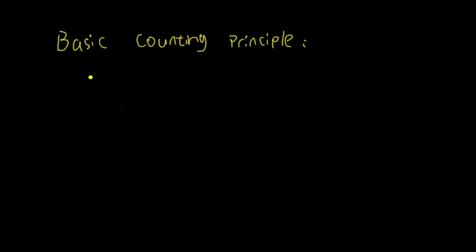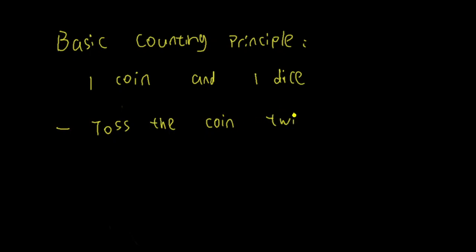Suppose that there is one coin and there's one dice. Now, what you do is toss the coin twice. And then you roll the dice once. So you do these two procedures here. Then how many possible outcomes would you have? Now let's look at it from a tree diagram perspective.